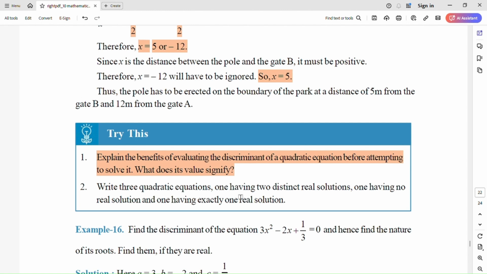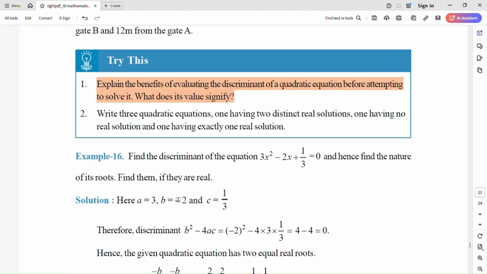So it should be something like x square minus 6x plus 1 equal to 0. Okay, sorry, other way, x square plus x plus 6 equal to 0. Something like that. You can easily write it.